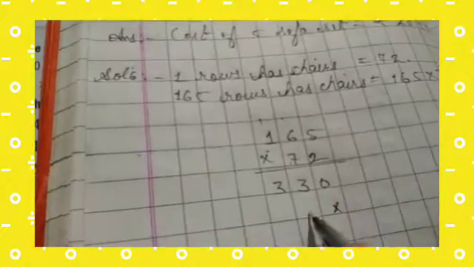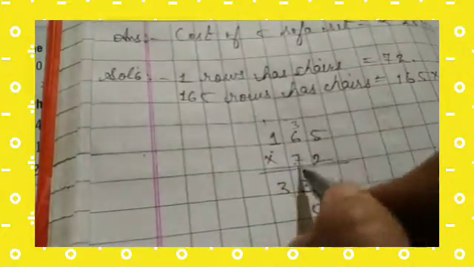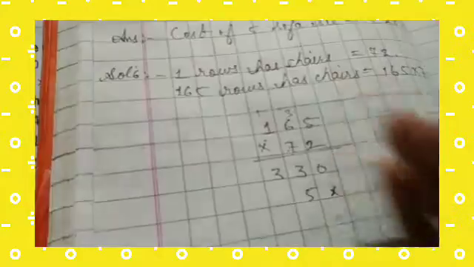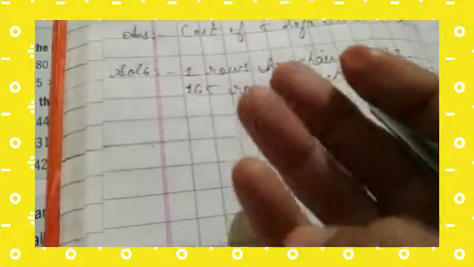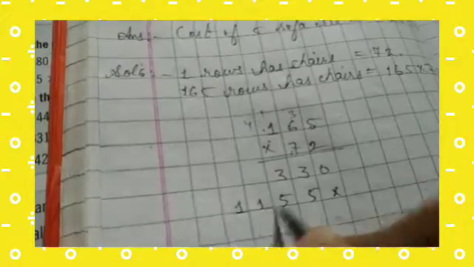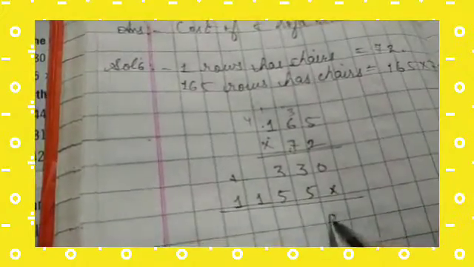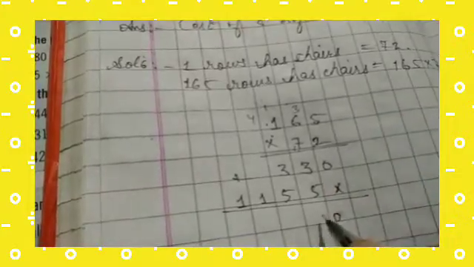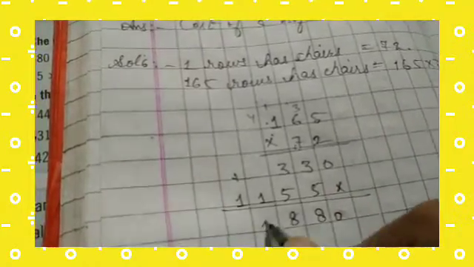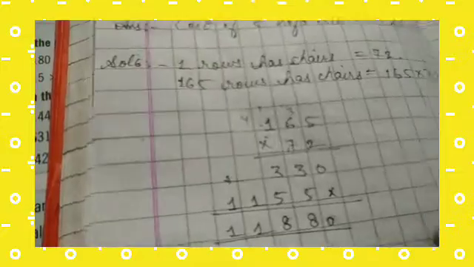Multiplied by 7: 7 5s are 35, 5 carry 3, 7 6s are 42, 43, 44, 45, 5 carry 4, 7 1s are 7, 8, 9, 10, 11. So we are going to add this up. 0, 3, 5, 6, 7, 8, 5, 6, 7, 8, 1 and 1. So 11,880 chairs will be there.